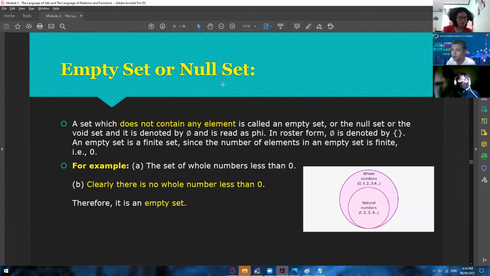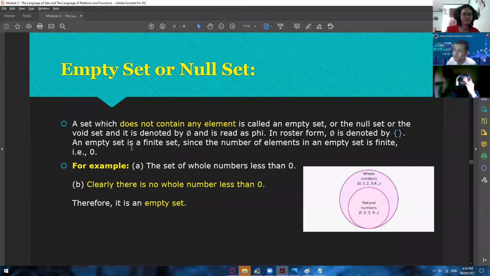So empty set or null set. They are just the same. A set which does not contain any element is called an empty set, or the null set, or the void set. So there are actually 3 names for that. We have empty set, null set, and then void set. Those 3 are just the same. Denoted by this, I think this is phi. So yeah, I'm correct. So in roster form, phi is denoted by this empty set, curly brackets which don't have an element at all.